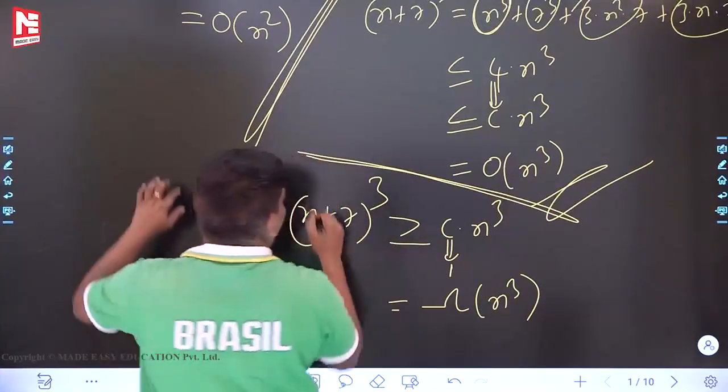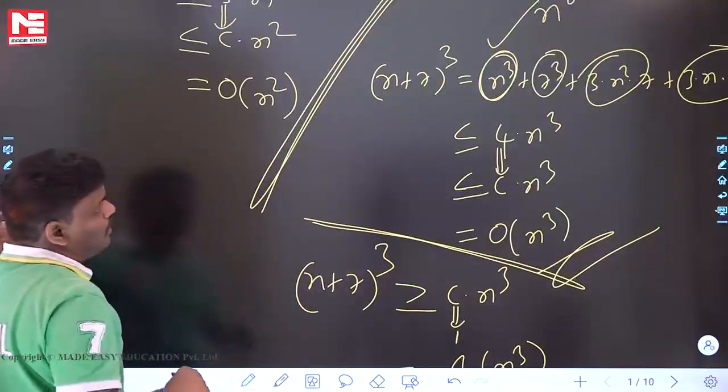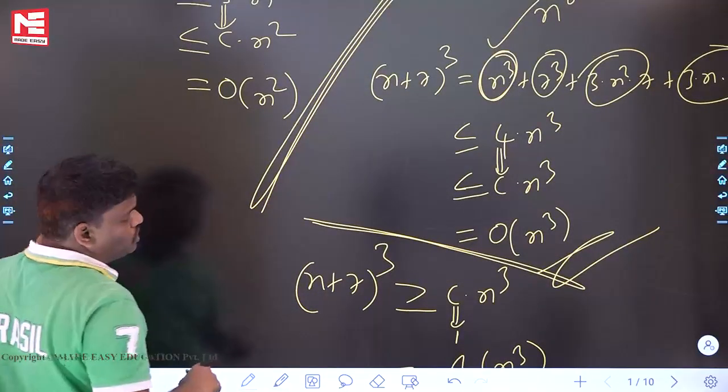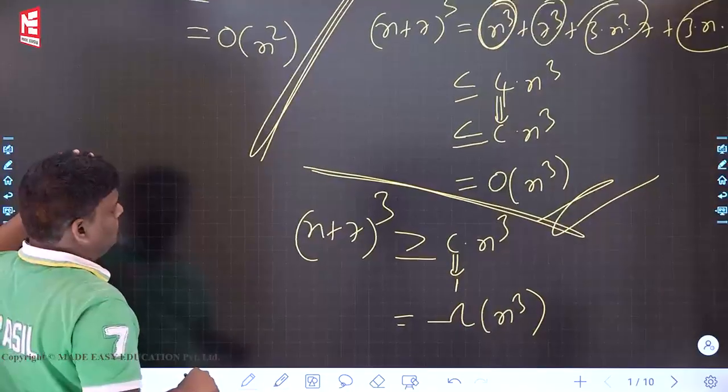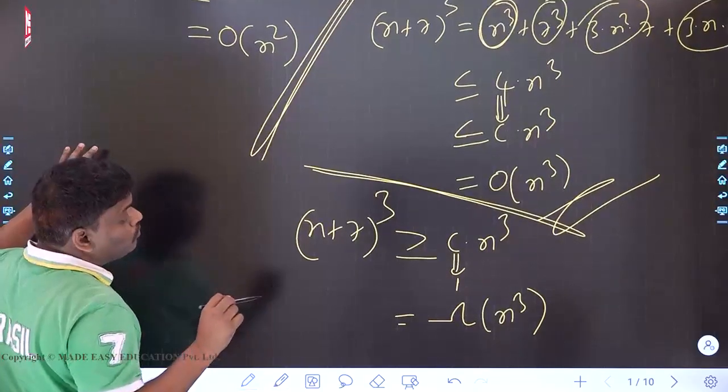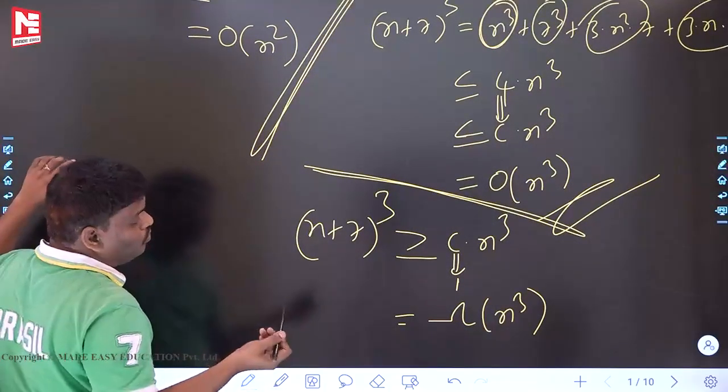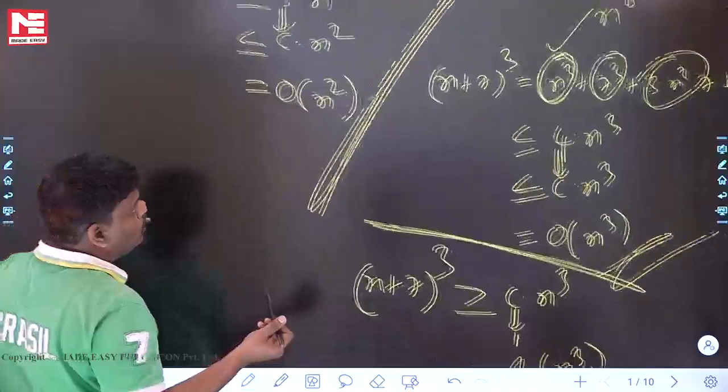Can you say this one? (n plus 7) whole cube. For which C value big O? 4. For which C value omega? N cube. For which C value omega? 1. Big O and omega possible, then theta.